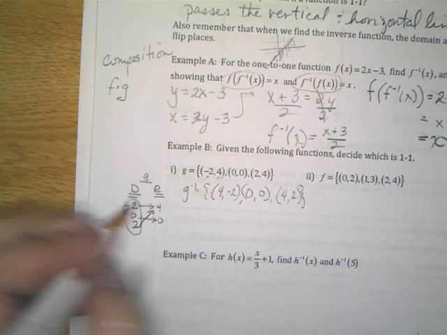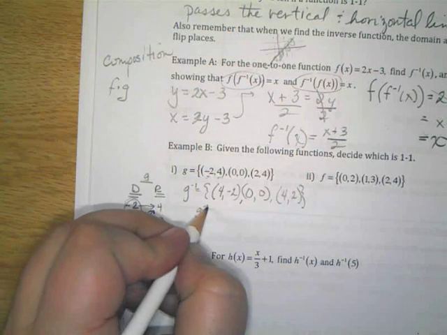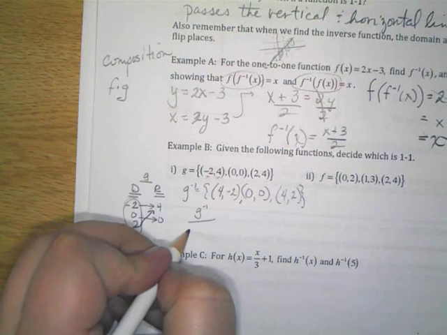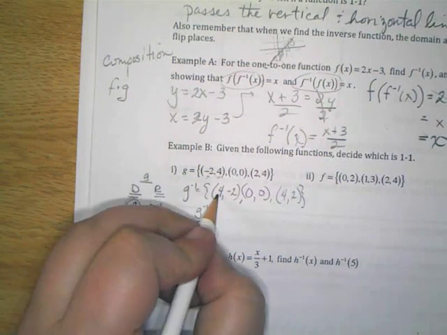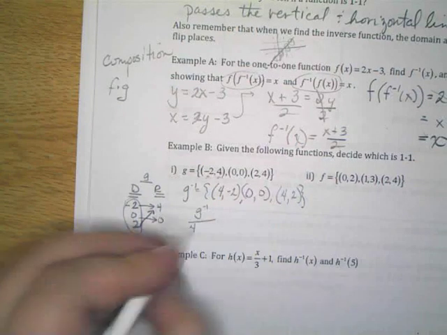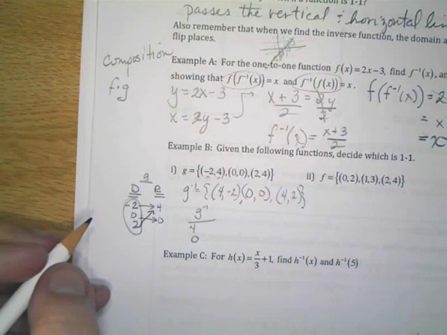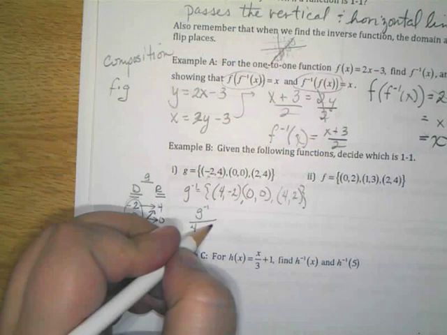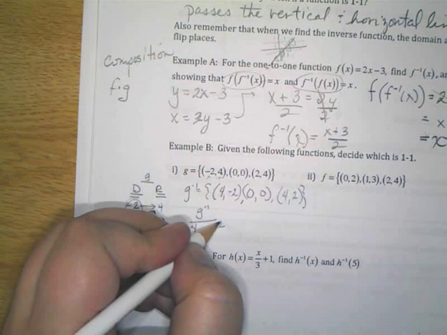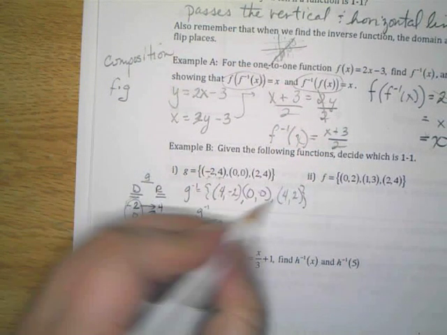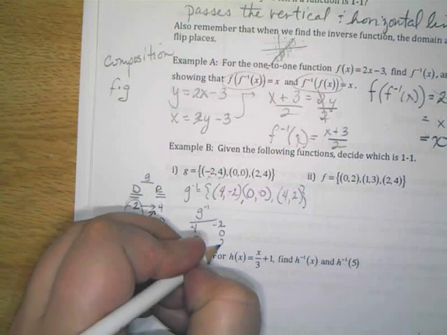Okay, so now let's do our little chart thing here. So our domain, we have a 4, we have a 0, and another 4. Okay, so we only got to list it once. And then for our range, we have -2, 0, and 2.